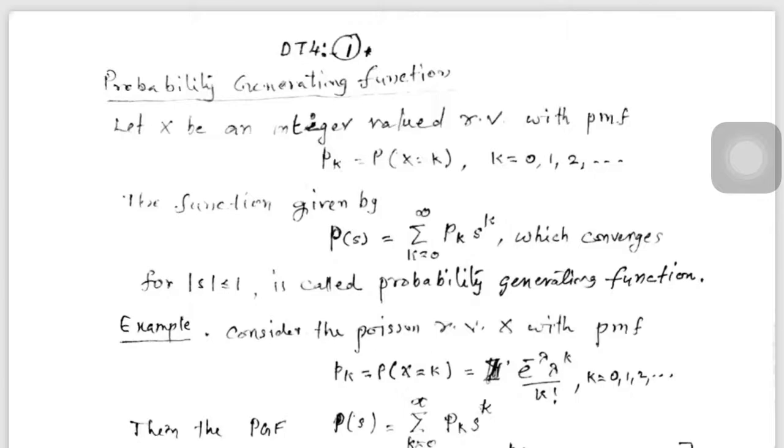Now, in today's lecture, we shall introduce a new function associated with integer valued discrete random variable. Suppose that X is an integer valued random variable with a probability mass function p_k, that is equal to the probability that X assumes value k, where k takes values 0, 1, 2, 3, etc. This is an integer valued random variable with the PMF p_k.